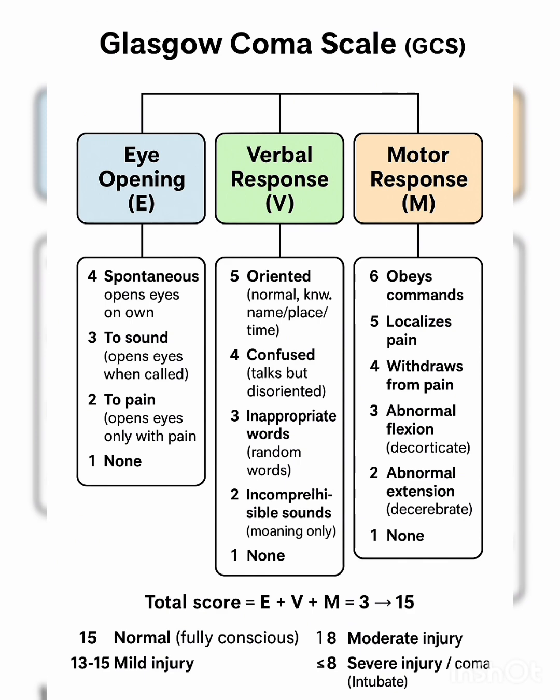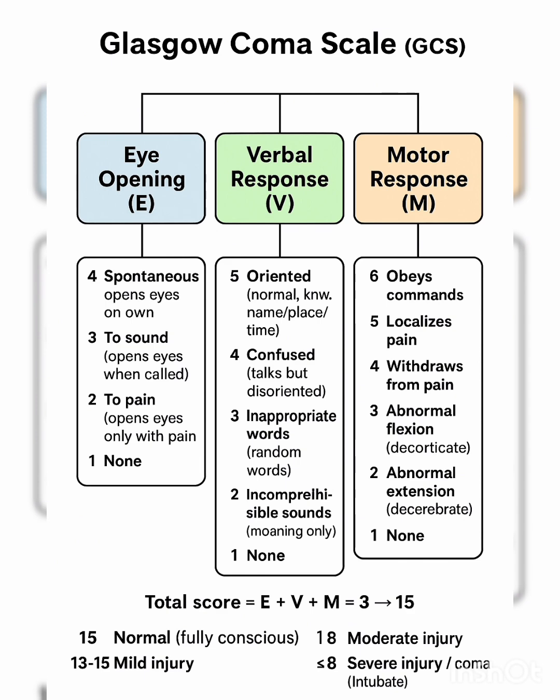M4 is withdraws from pain. Here patient pulls limb away from painful stimulus. Example: if you pinch them on the arm, patient pulls arm back but does not localize where the pain is, then it's marked as M4 or withdraws from pain.